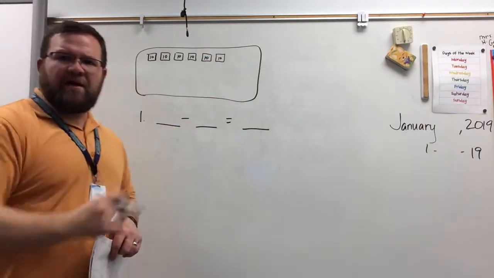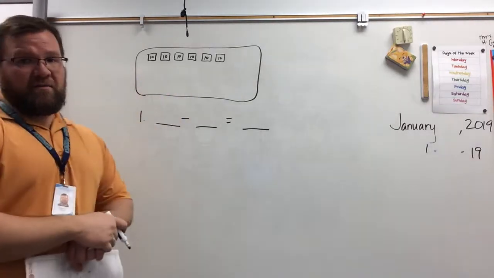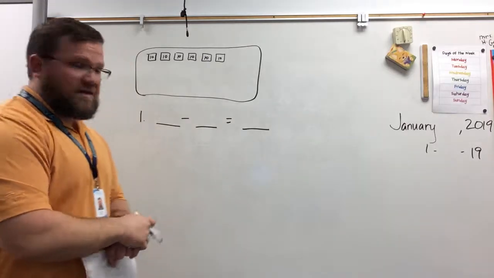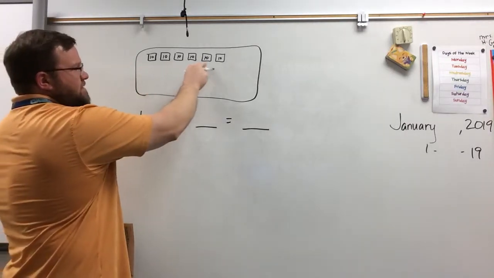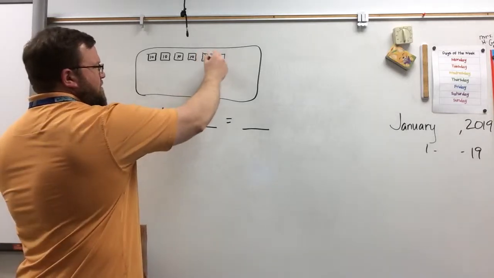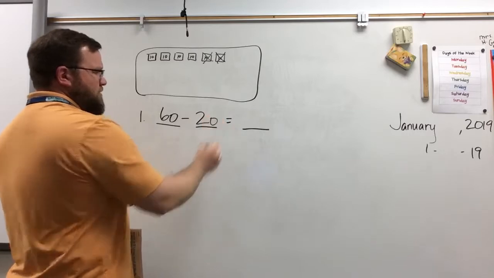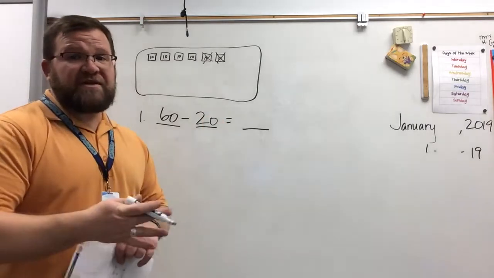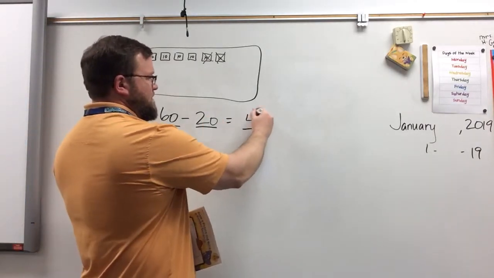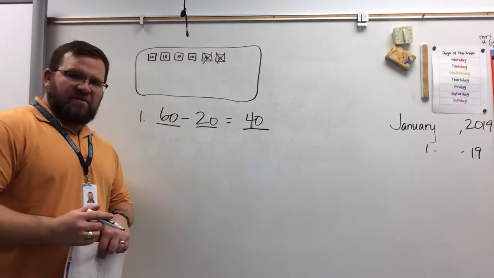Okay? So, how many do you see up there? If each one of these is 10, how many did I make? That's right. So I've got 6 tens, which makes 60. And we're going to cross out 20 of them, so we're taking away 20, which leaves us with, right? Everybody on the same page?